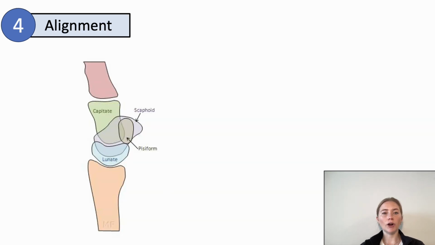Finally, the alignment of all the carpals together should be correct. For our purposes, the only important alignment to check is on the lateral view. So it is important to make sure that the radius, the lunate, and the capitate are all in a straight line with the cup in a saucer appearance.